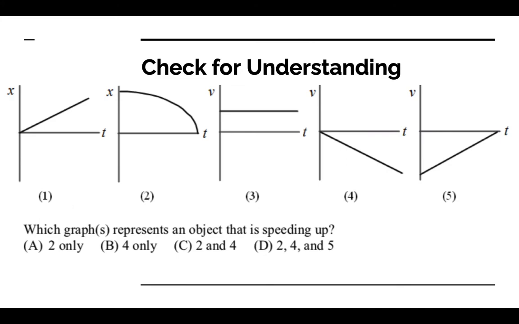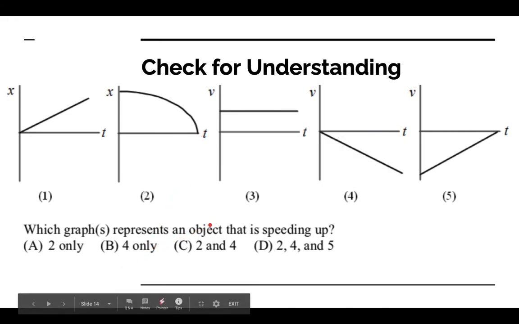So for 1 through 2, we need to think about what characteristics are shown for an object that's speeding up on a position versus time graph. A position versus time graph will get steeper and steeper and steeper as we speed up. So we can see that graph number 2 shows us speeding up because it gets steeper and steeper as time goes on. However, there's a possibility that we can have more than one option that's correct here, because we can see C and D both contain multiple options.